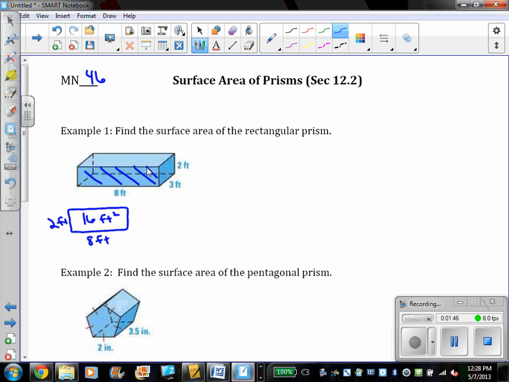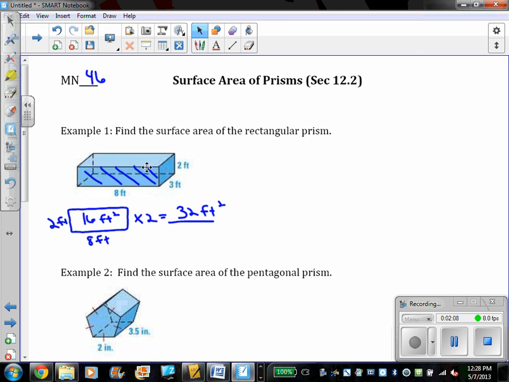Now, because there's a front and a back face that are the same dimensions, you're going to take your 16 feet squared times 2, because there are 2 of them, and that's going to give you an area of 32 feet squared. So that's the front and the back of this prism.